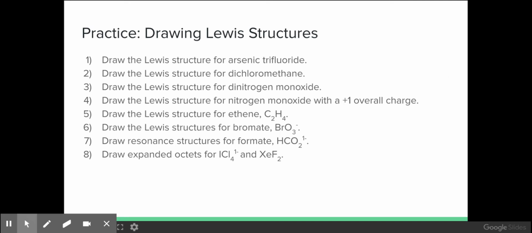We're going to go through some examples of drawing Lewis structures. I think this is going to help us practice the basics and also practice drawing expanded octets. So I would like you to take a decent amount of time, and I'd like you to try to draw each one of these Lewis structures from either the name or the given formula.